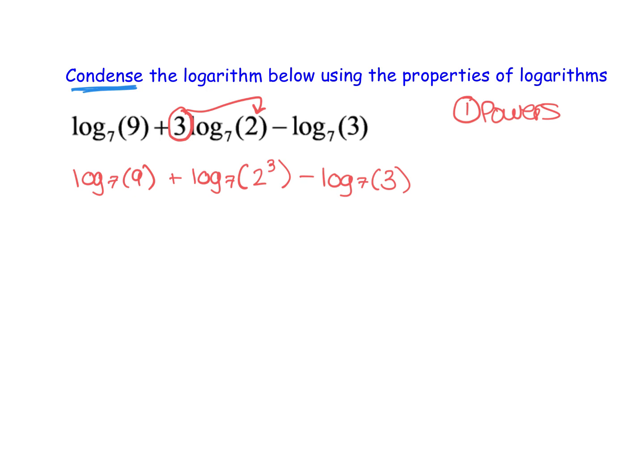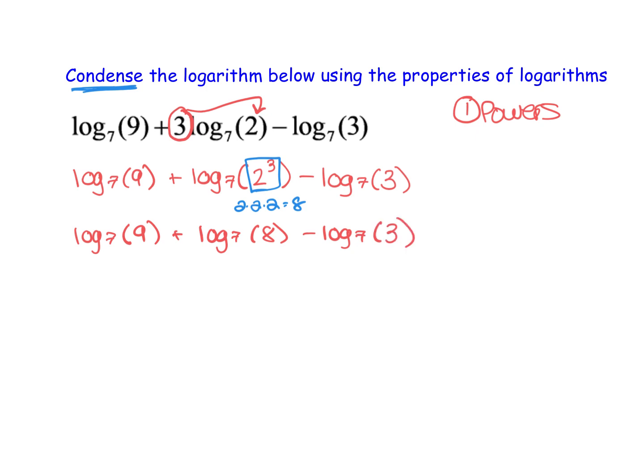Now I notice that 2 to the power of 3 is an actual number. That's just 2 times 2 times 2, which is equal to 8. So I'm going to rewrite this right away as log base 7 of 9 plus log base 7 of 8 minus log base 7 of 3. So now the last thing I really need to do here is I need to condense these down so that they form one single logarithm.